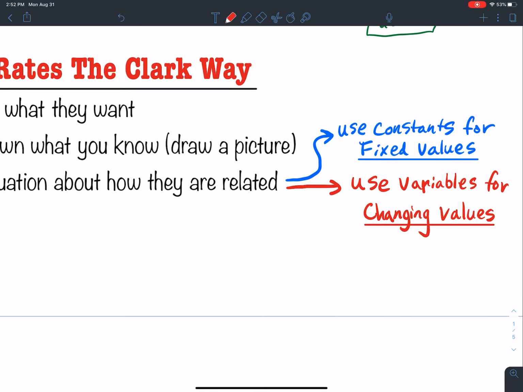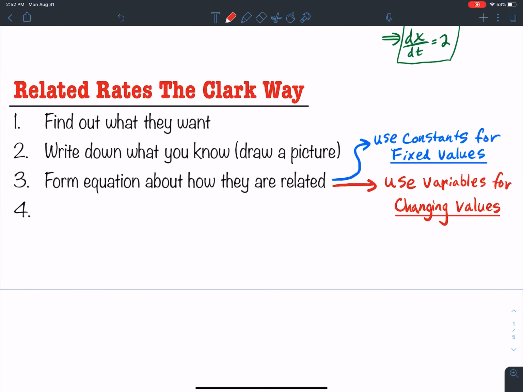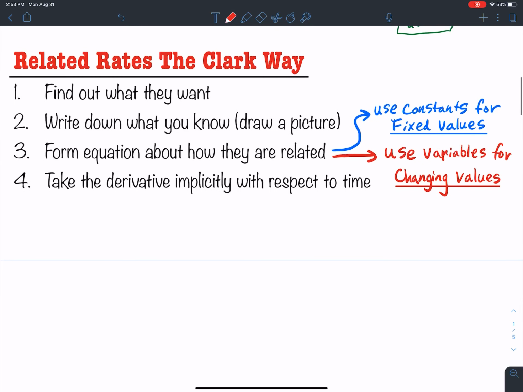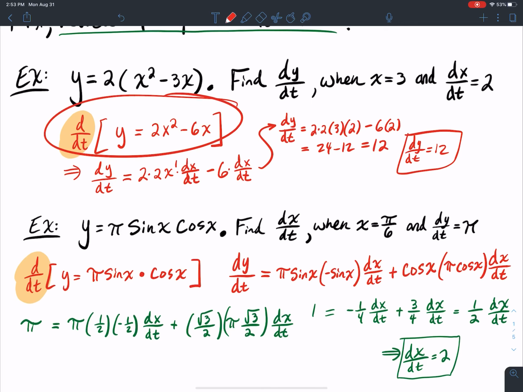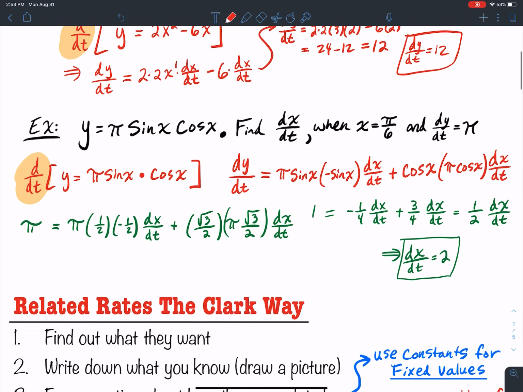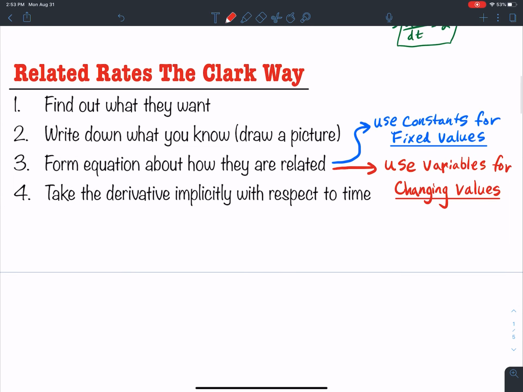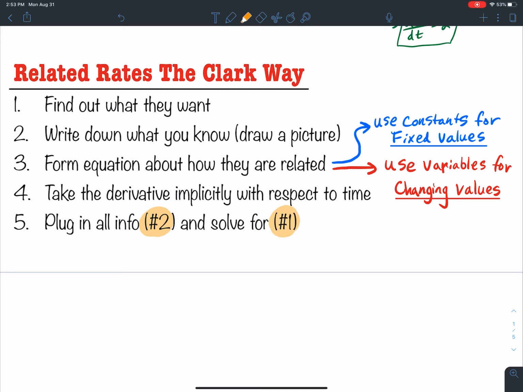All right. Number 4, take the derivative implicitly with respect to time. Okay, so take the derivative implicitly with respect to time. In the last video, we had a little bit of a refresher on how to take a derivative implicitly. So run through that, and then once you have that, take all the info that you did from number 1 and number 2, finding out what they want and writing down what you know, and then plug all that information in to solve your equation.